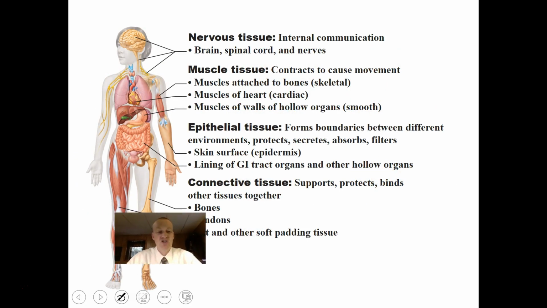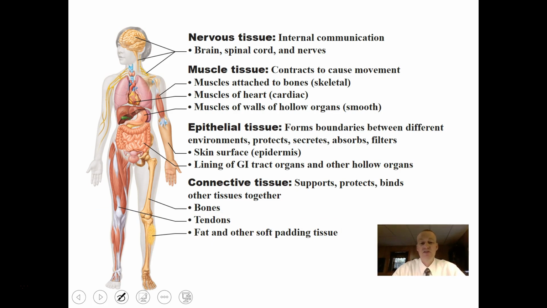This is just a graphic showing you generally some of the places where you can find these different tissues. Nerve tissues you can find in the brain, spinal cord, and of course your nerves. Muscle tissue you can find in your skeletal muscles that attach to your bones, your heart, and then the walls of your organs like your esophagus, stomach, small intestine, large intestine.